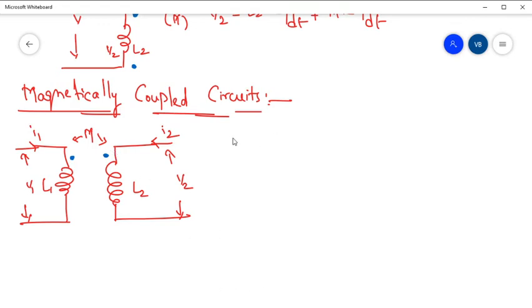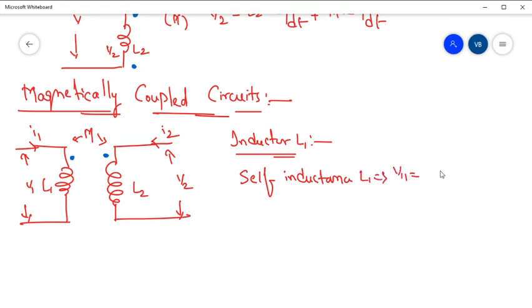So first you write for the inductor L1. In the inductor L1, what happens? It produces the self-inductance. So what is that value? Let us take V11 is equal to L1 into di1 by dt, where current I1 is entering at the dotted terminal. Current I1 in L1, I2 in L2. In the previous case the current was the same, so we wrote di by dt. Here it is di1 by dt.